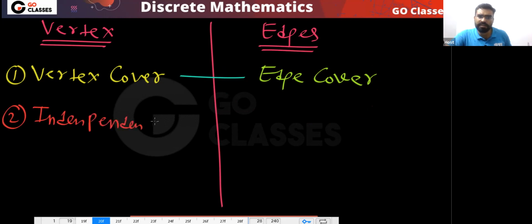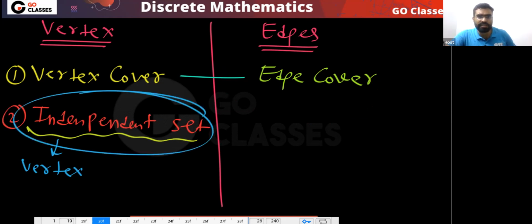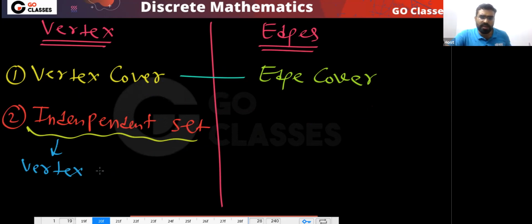Independent set. Okay, this is independent set. So basically what is this independent set? This is basically vertex independent set. What we are talking about is a set of vertices which are non-adjacent. I can say this is a vertex independent set.